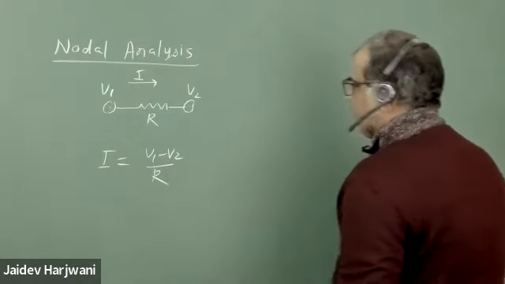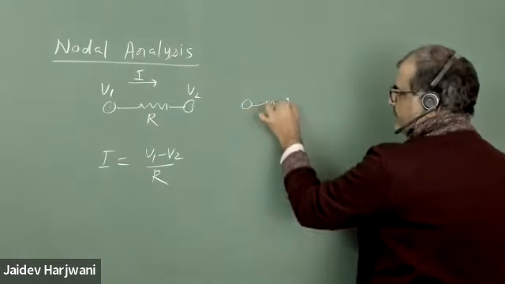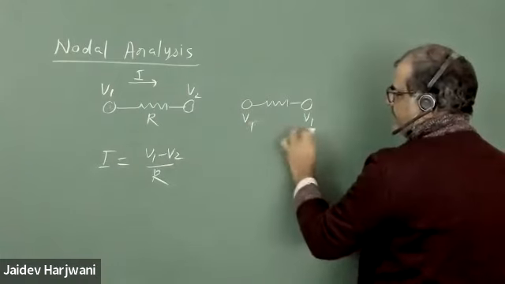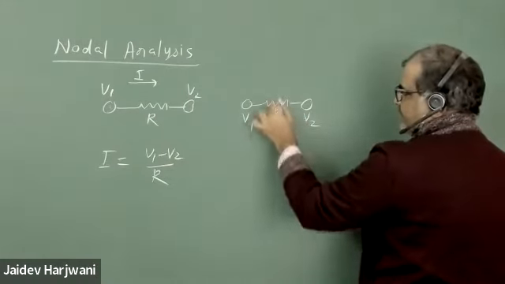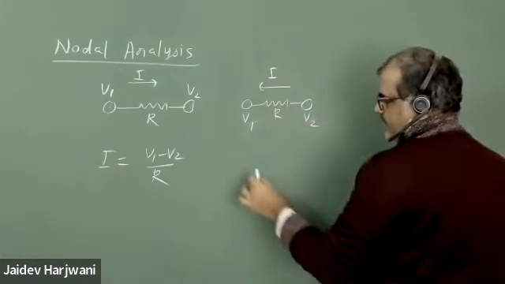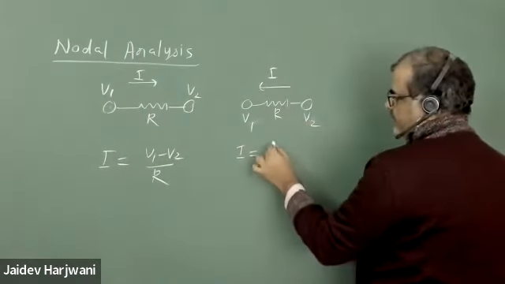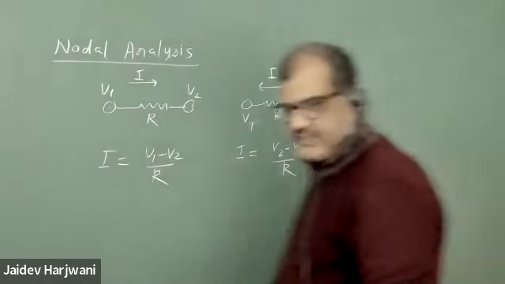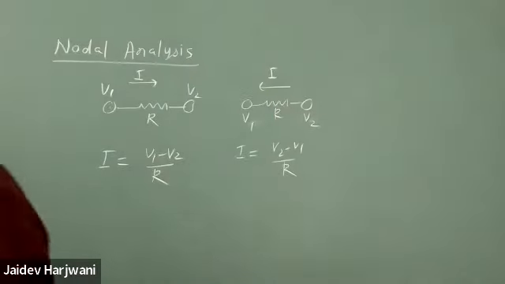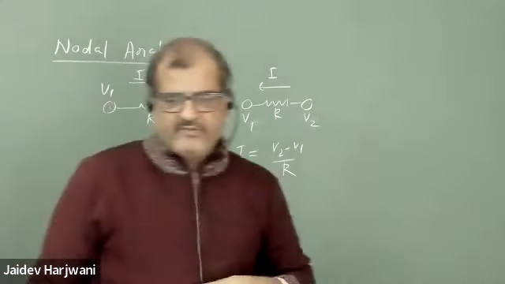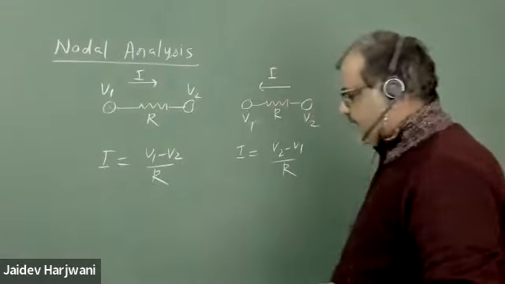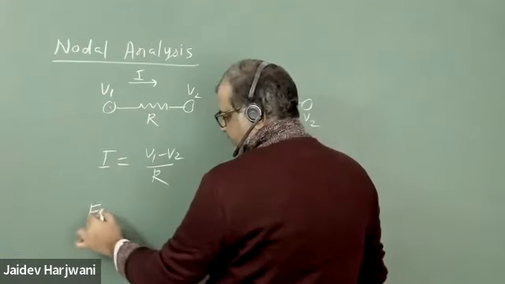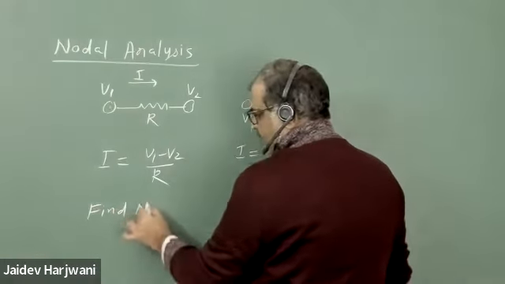Similarly, if the voltages here are v1 and v2, and if I want to find the current in this direction, I can simply write v2 minus v1 upon r. So what is this technique? What is the main thing? We will find node voltages.